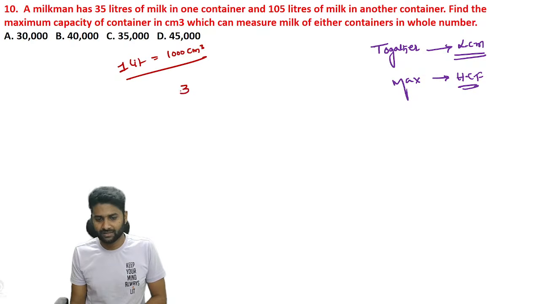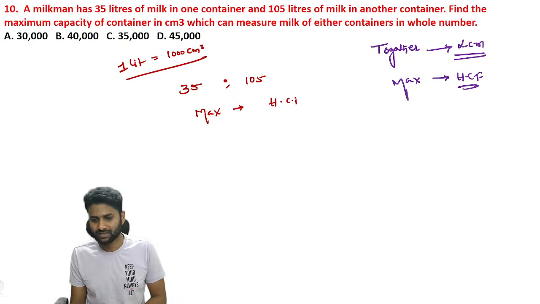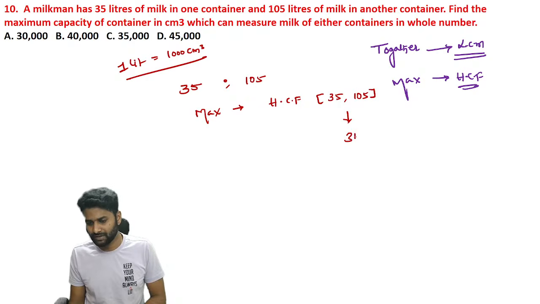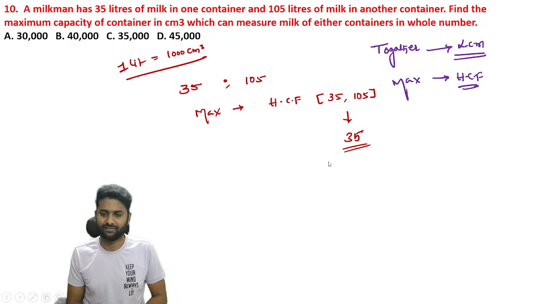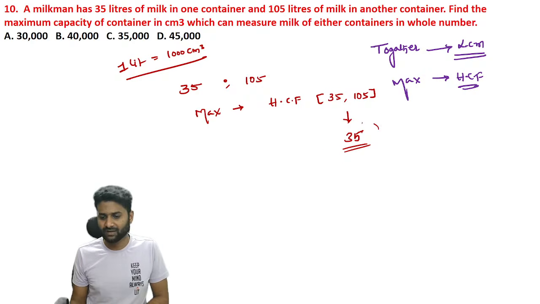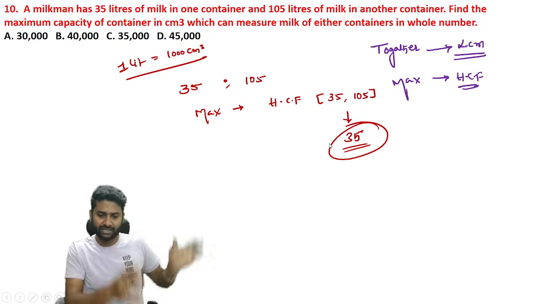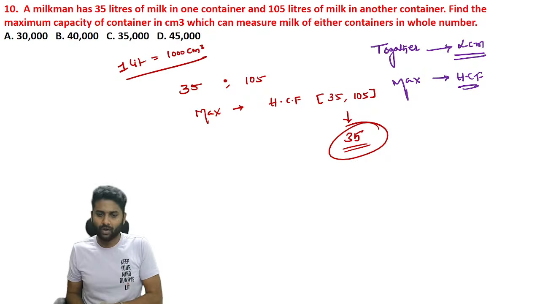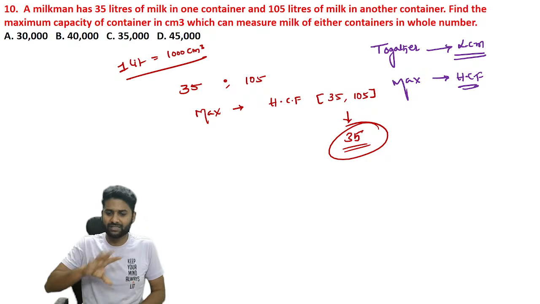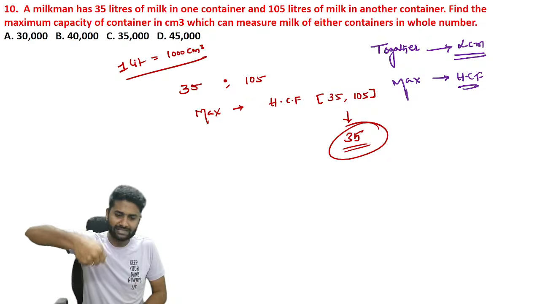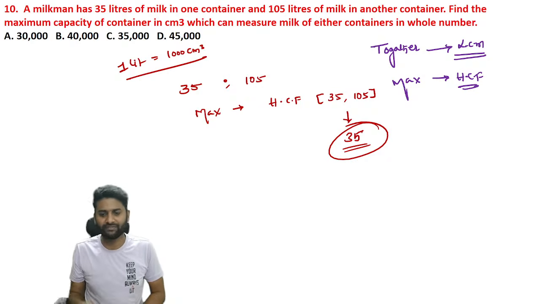So they clearly mentioned that one is 35, another one is 105. If you want to find the maximum capacity of a jug, what is it here? HCF of 35 and 105. If you go through that, the HCF of these two numbers is 35 itself. The maximum capacity of containers: one container is 35, one container is 105. The maximum capacity means the HCF of these two numbers. The maximum capacity of the container is only 35 liters.